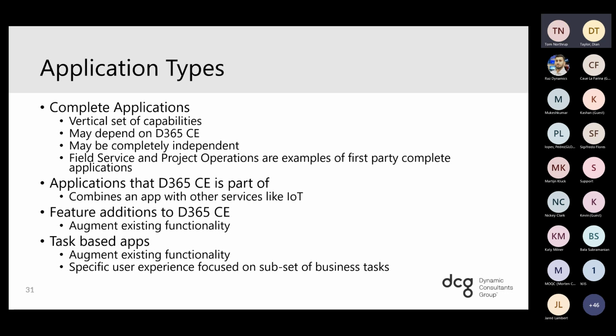It could be applications that are a part of or connecting your CE app with other services. It could be augmenting existing functionality, which is pretty much what we're mostly doing, feature additions, or it could be task-based. So augment functionality, but with a specific user experience focused on a subset of business tasks. So it could be a business process. You're working on this process inside the application. Really, you're determining what are you building, right?